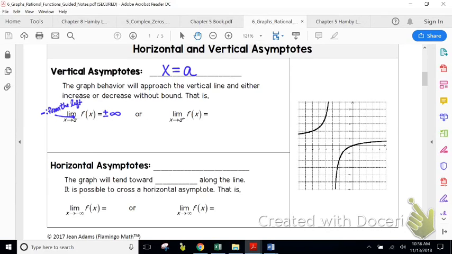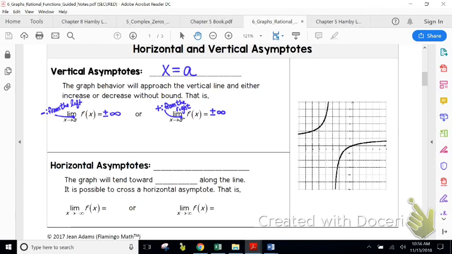Then, over here it says the limit as x approaches a, and you see it has a little plus sign there. Which side of your graph are your positive numbers on? So this is from the right, of f of x equals, and again, it's going to increase or decrease without bound, so it's either going to go towards positive or negative infinity.